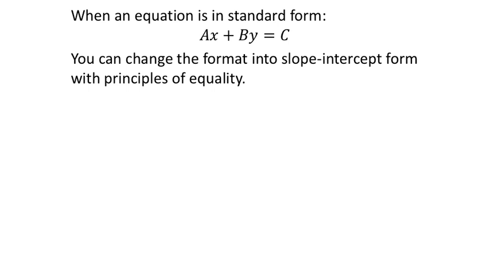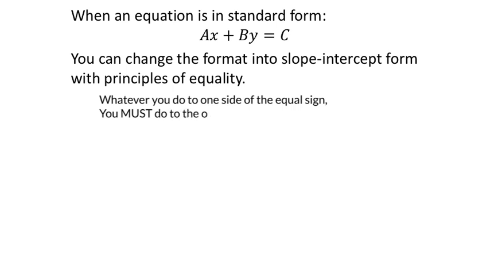But you just need to change this into slope-intercept form using principles of equality. Remember, a principle of equality just tells you that whatever you do to one side of the equal sign, you must do to the other side of the equal sign. Okay, so there's a purpose for that. And we saw this when we were going over equations that had one variable. We use addition and subtraction principles of equality to make zeros. We use multiplication and division principles of equality to make ones.